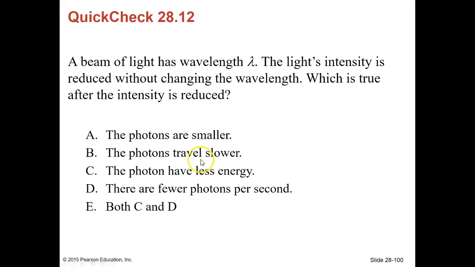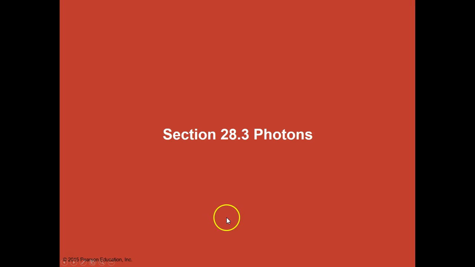Next one, a beam of light has a wavelength of lambda. The light intensity is reduced without changing the wavelength. Which is true after the intensity is reduced? And here we know if it's reduced, we'll just have fewer photons. They won't have smaller photons, they won't travel slower, and they won't have less energy. There just won't be as many of them. And that is the end of the photoelectric effect.